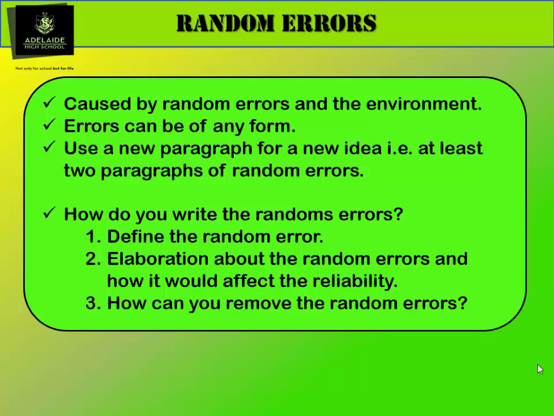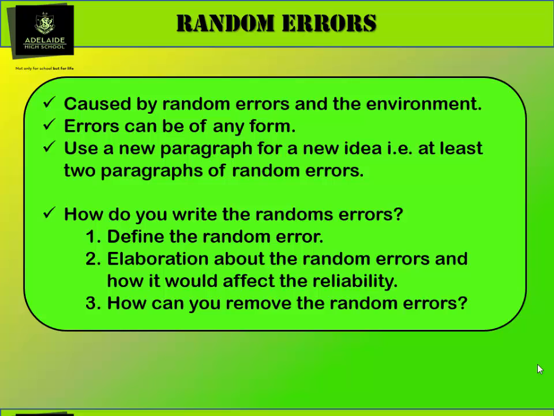The next one, you have random errors, and this is caused by the environment. It's also caused by human errors, for example. All right. This error can be in any form. Please make sure that you write your random errors properly. And the way you write your random errors properly is the same as your systematic error. Is that clear, guys? All right. It's the same thing. You define the random error, elaborate on how it will affect the reliability.